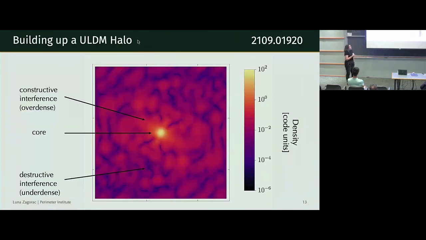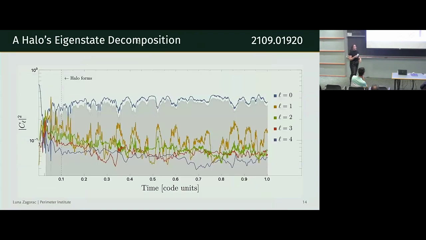But now, if I take this ULDM halo, for instance, or a halo that I've made in one of my very painful simulations, and then I decompose it into its eigenstates, I can see the exact amount of mass that lives in each of these types of eigenstates. And so that looks a little bit something like this.